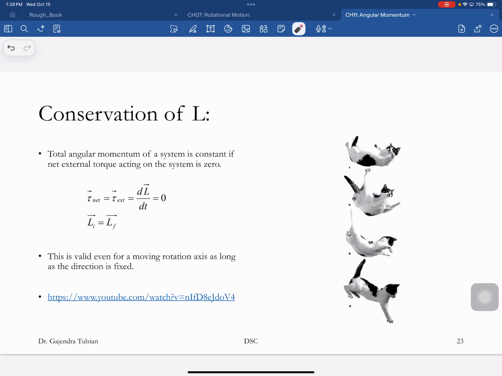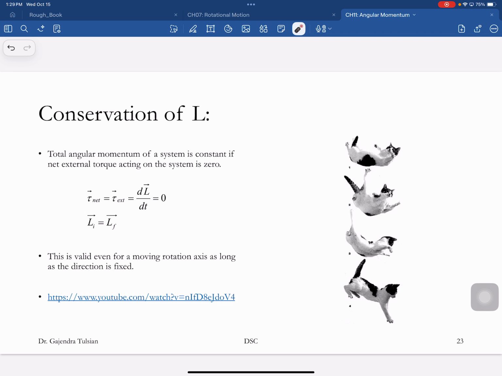All right, so now let's talk about conservation of angular momentum. So we saw Newton's second law: external torque is equal to the time rate of change of angular momentum. Okay. So if external torque is 0, then the angular momentum should be constant. dL by dt is 0, L should be constant. And you could do this experiment, and apparently this thing works for about 3 feet.